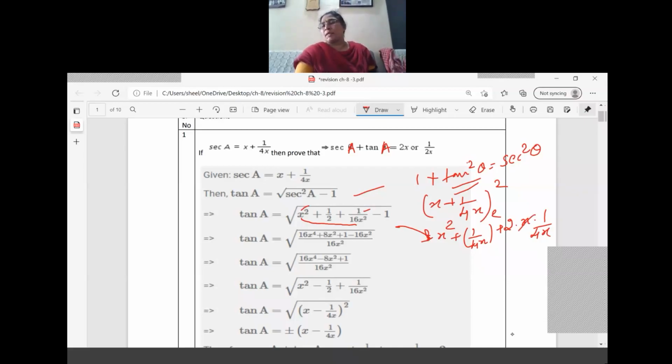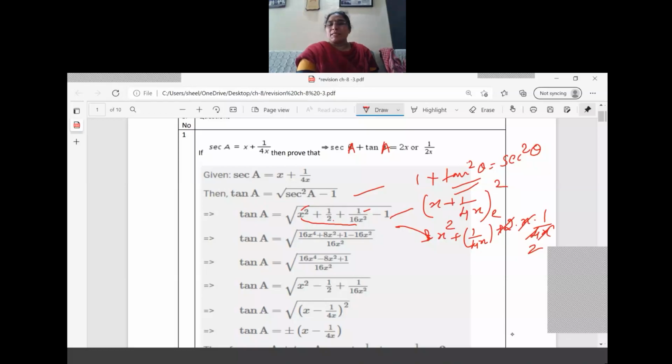Now x and x get cancelled. Now 2 and 4 become 1 by 2 only, right? So that is why we got x square plus 1 by 2 plus 1 by 16x square minus 1. Now what is the next step? Usually LCM. So we have taken the LCM: 16x raised to 4 plus 8x square plus 1 minus 16x square, the whole divided by 16x square. What is next? Simplification only.